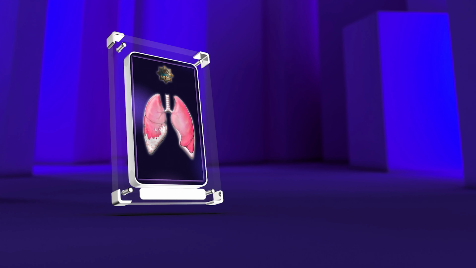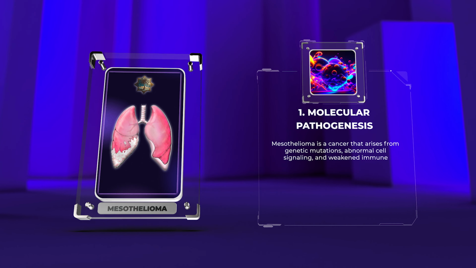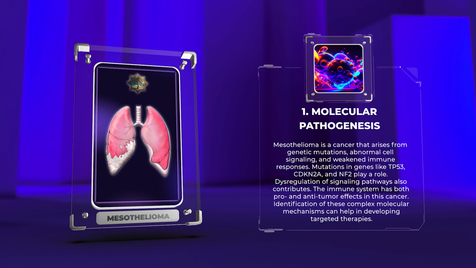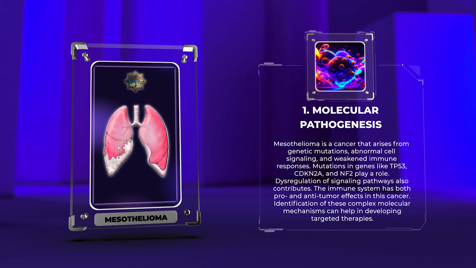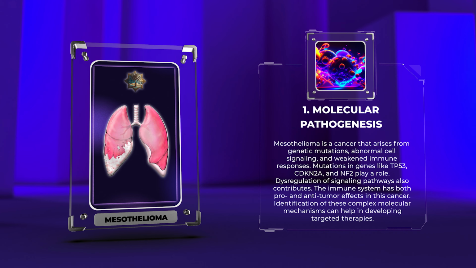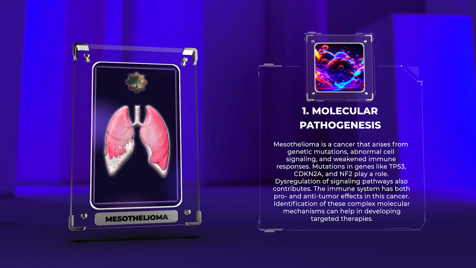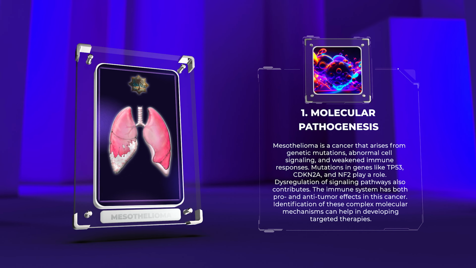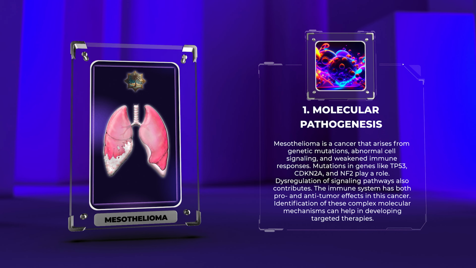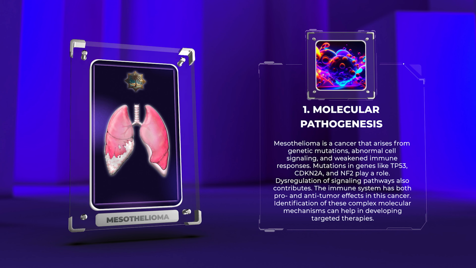Mesothelioma is a cancer that arises from genetic mutations, abnormal cell signaling, and weakened immune responses. Mutations in genes like TP53, CDKN2A, and NF2 play a role. Dysregulation of signaling pathways also contributes. The immune system has both pro and anti-tumor effects in this cancer. Identification of these complex molecular mechanisms can help in developing targeted therapies.